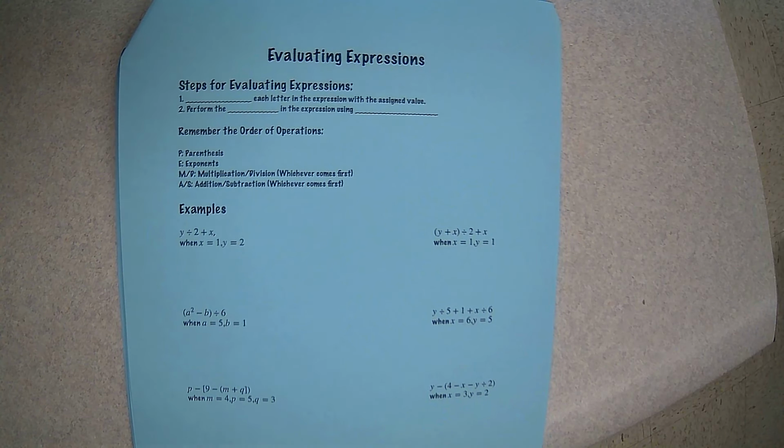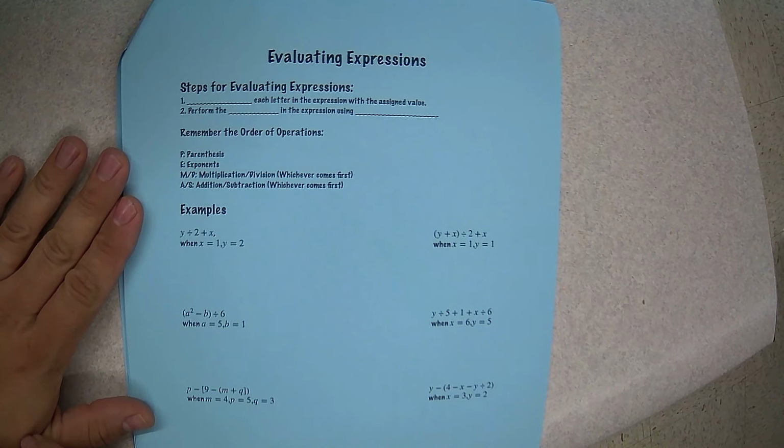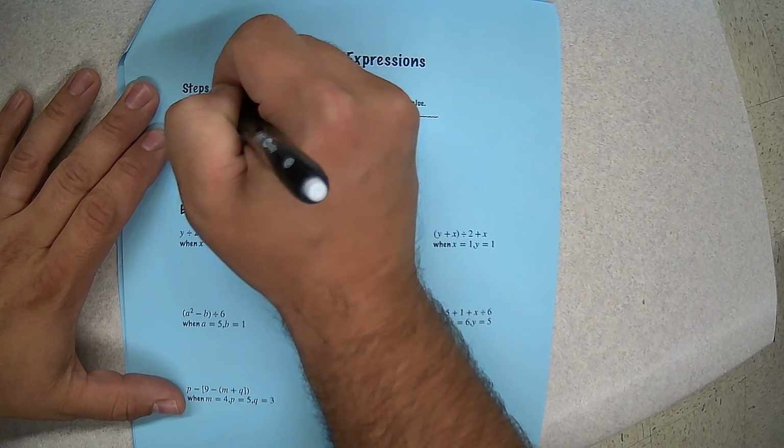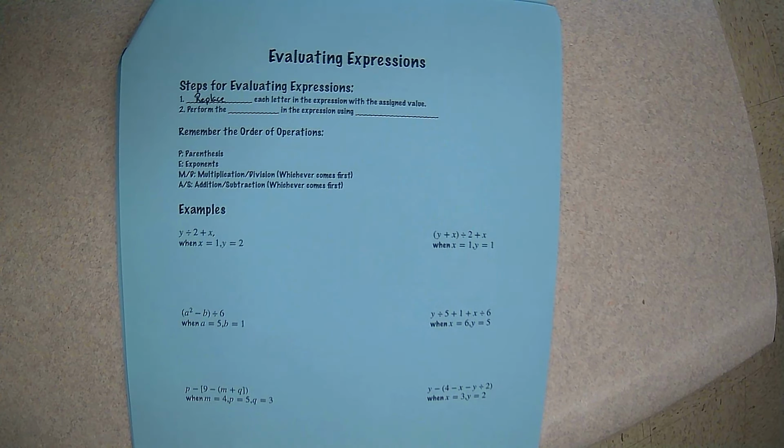This lesson is evaluating expressions. Now, the good thing is this lesson is just like the one that we did before, except for one little step. So it's just like order of operations, but we're going to do one little thing before we get to that point. Our first step for evaluating expressions is to replace or substitute each letter in the expression with the assigned value. So if x is equal to 1, anytime you see an x in your expression, you replace it with a 1.